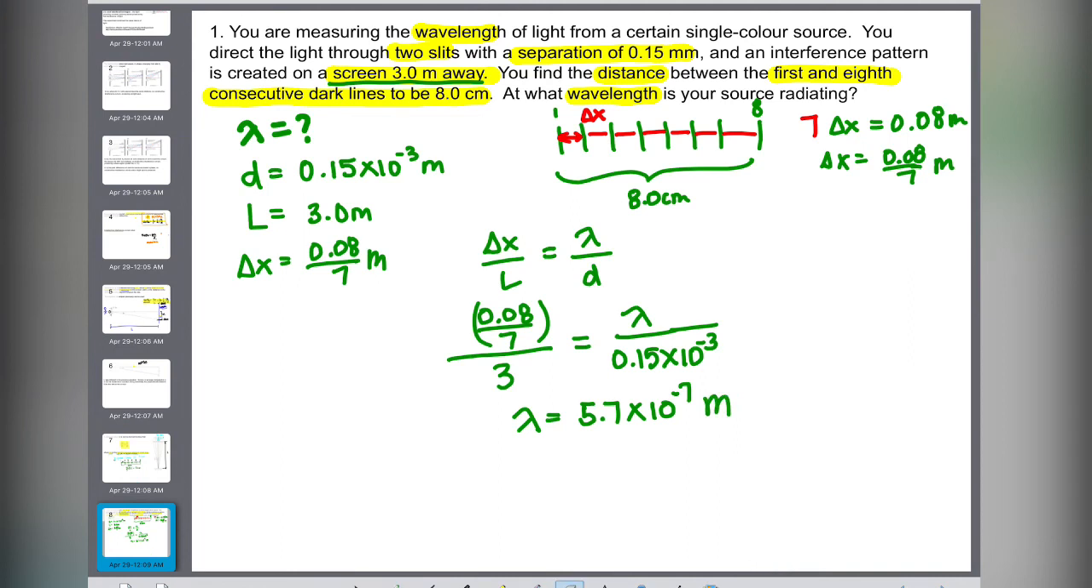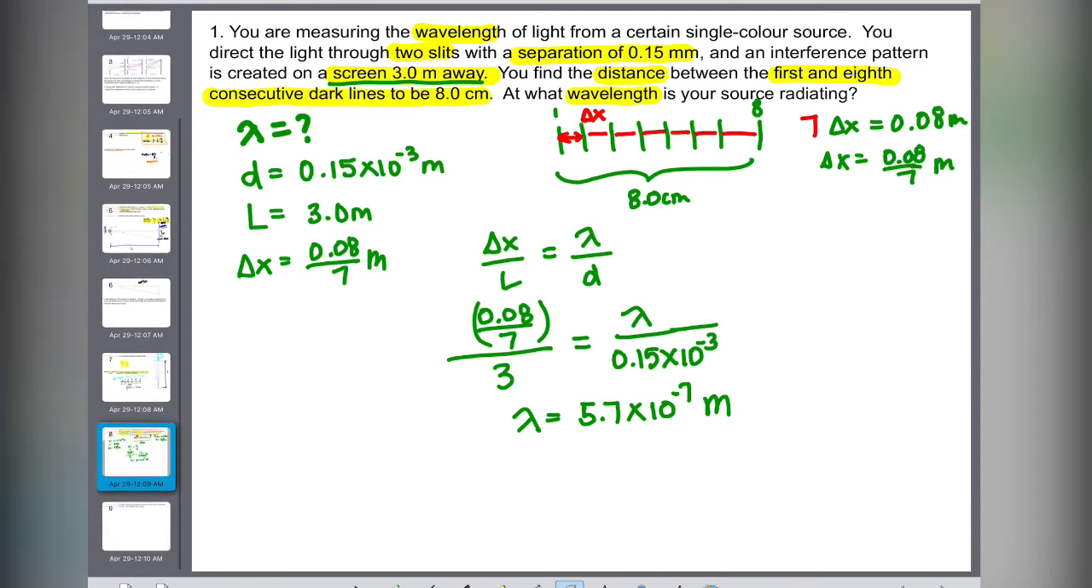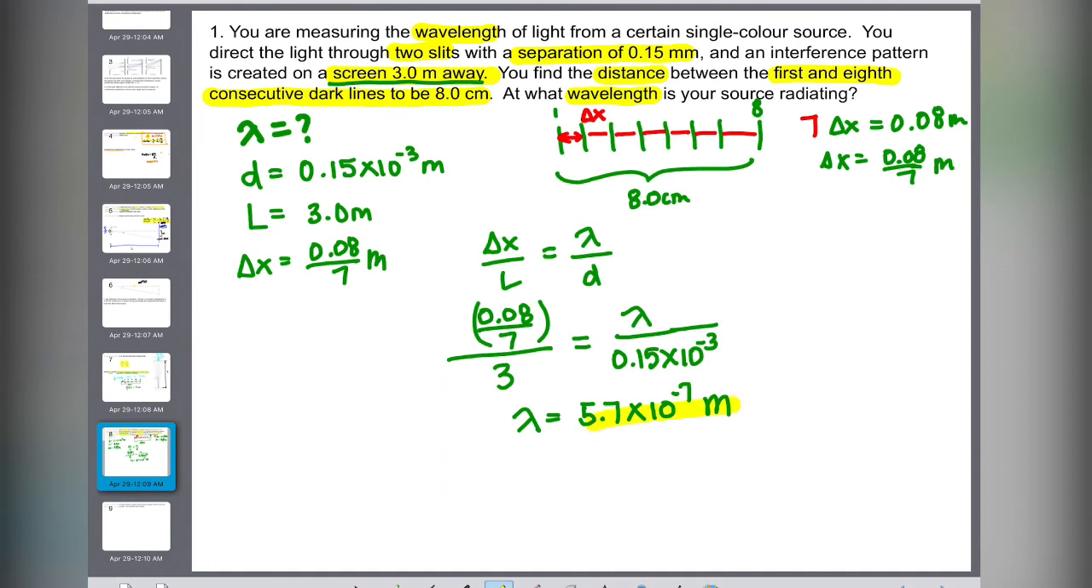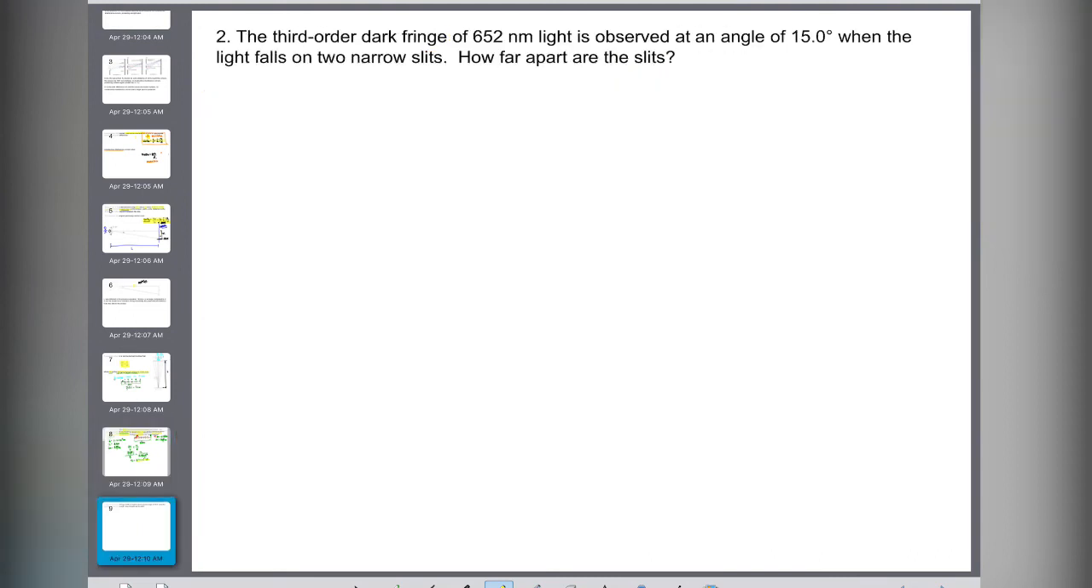As I said before, these questions are not hard as long as you remember what wording goes with what symbols. Okay, next one. One more thing. Look at your answers to see if it makes sense, right? If you have your wavelength of light equals 5 centimeters, you know something went wrong, right? So make sure you double check your answers that it makes sense.